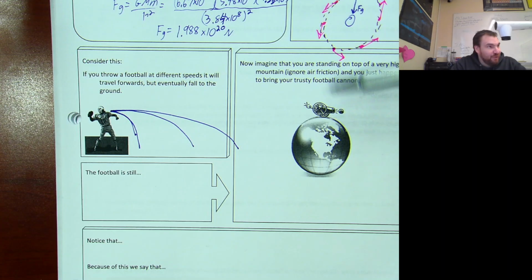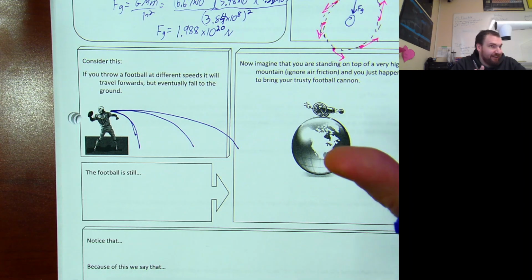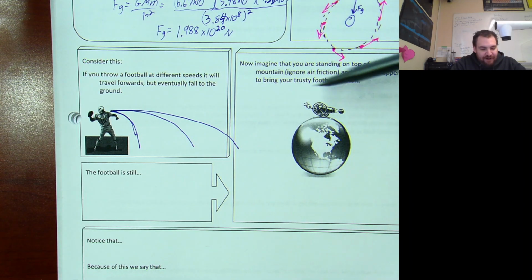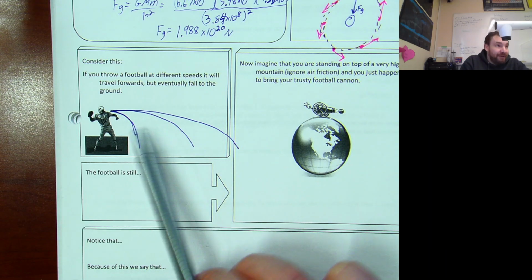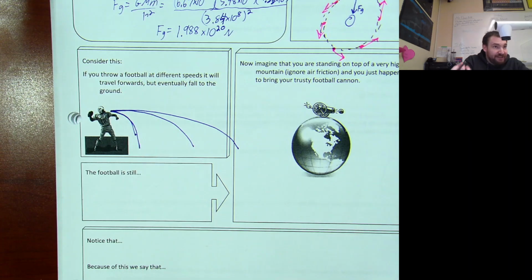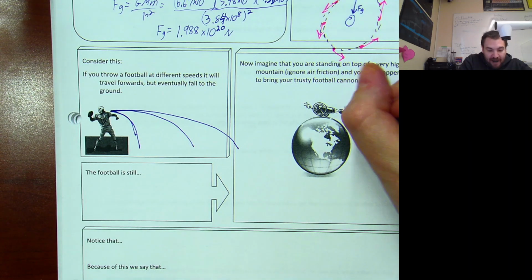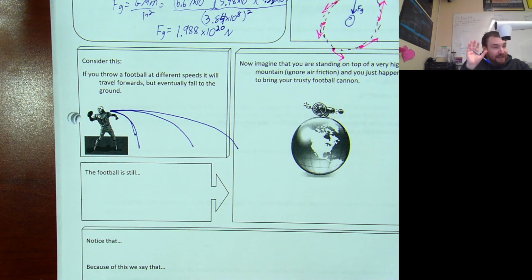Now, the cannon, we're going to contrive a ridiculous scenario here. The cannon is on top of a very high mountain, and we're able to ignore air friction somehow. You're going to shoot the cannon. If you shoot the cannon, the same thing is going to happen. Gravity is still going to act downwards, but because you're really high up, it's going to be able to go further because there's further to fall.